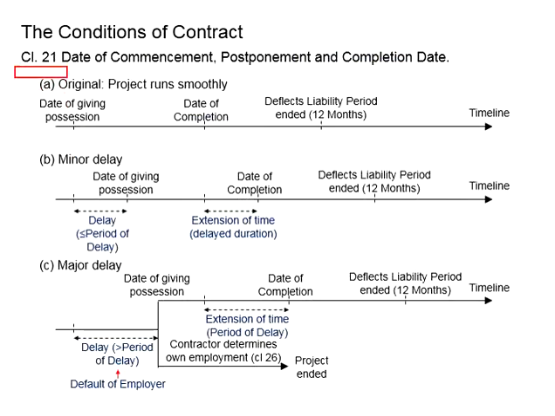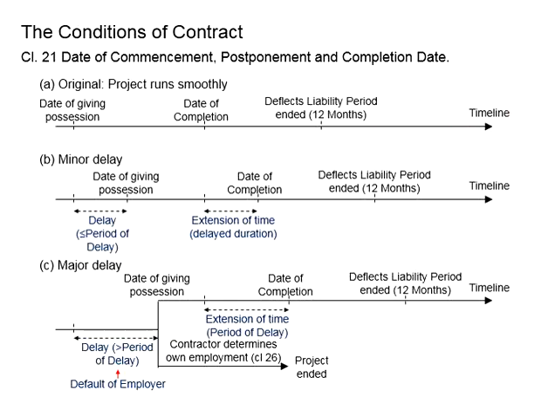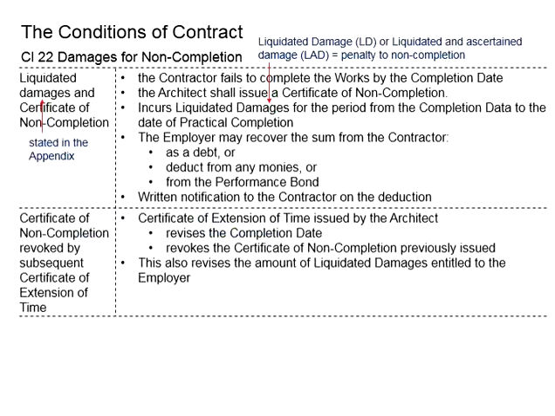Now let us look back at the typical timeline for a project. Non-completion happens when the contractor is unable to finish the work by the date of completion. As a result, a certificate of non-completions will be issued. Upon issuing this certificate of non-completions, by default the liquidated damages shall trigger.